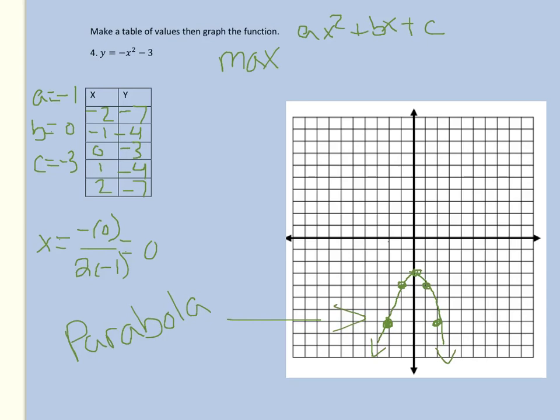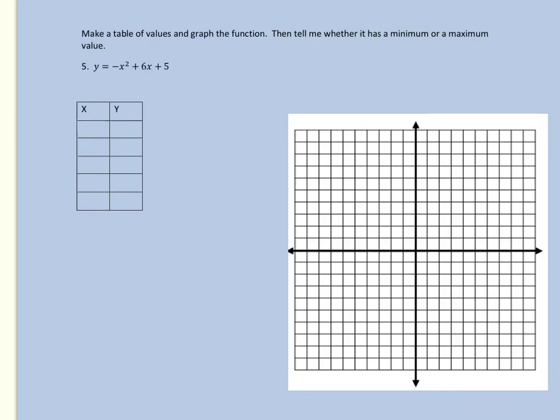Alright. Here is your homework. Make the table, graph it. Tell me whether it has a maximum or minimum. Okay? We'll see you guys tomorrow.